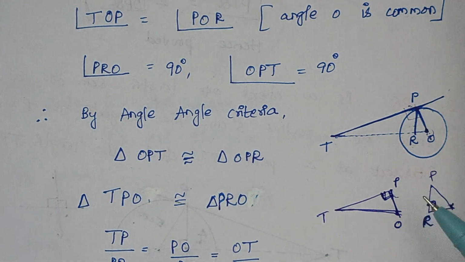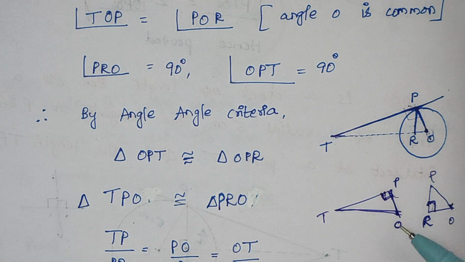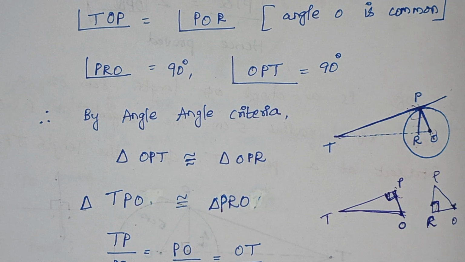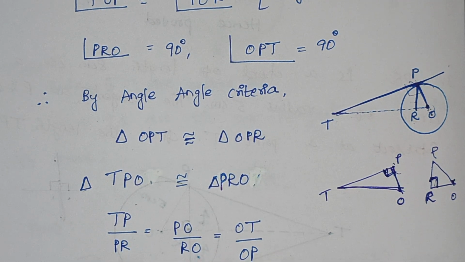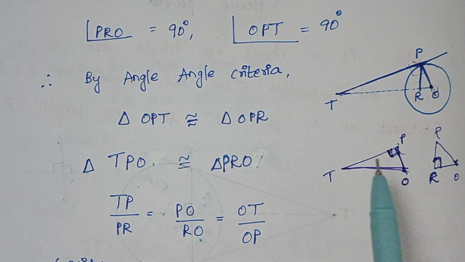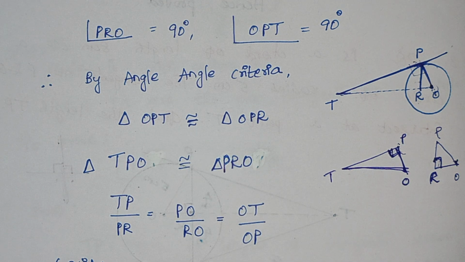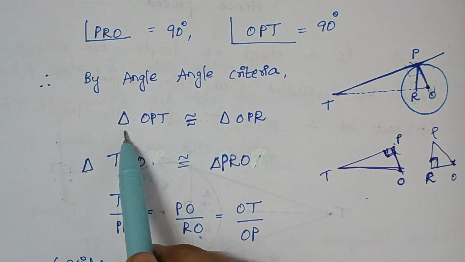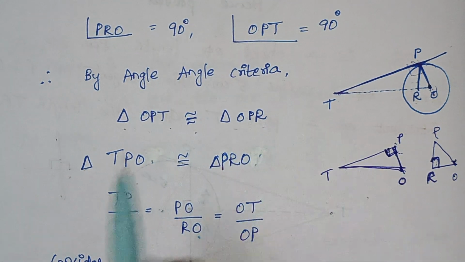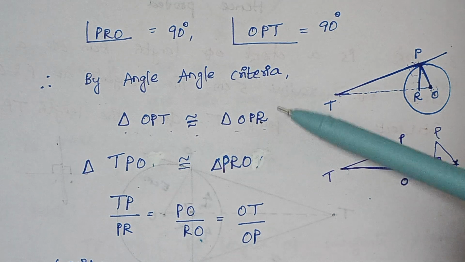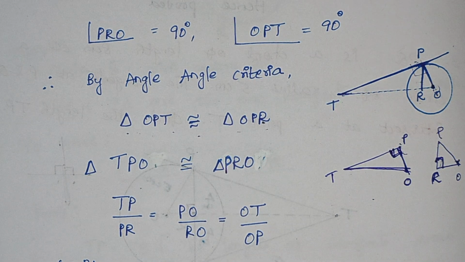So just make a note of it. Angle PRO is equal to OPT, again they are 90 degrees. So therefore by the angle criteria, we can tell that these two triangles are similar. While writing, triangle OPT is similar to triangle OPR, but you should write this in a better way, because only based upon this angle criteria we are going to find the value of the side TP.